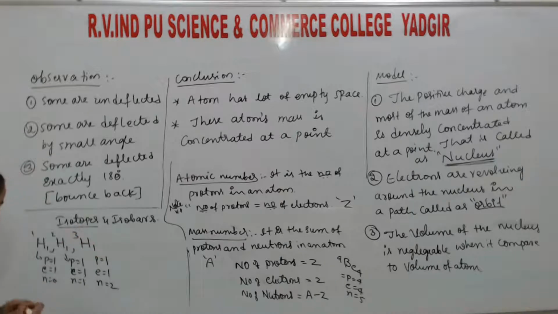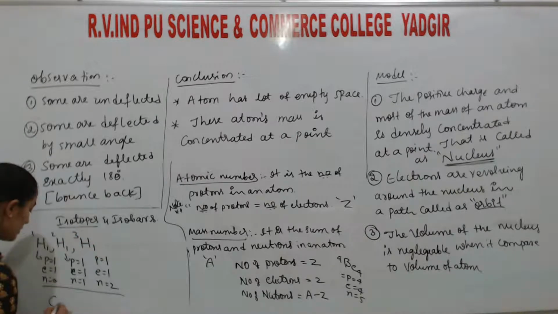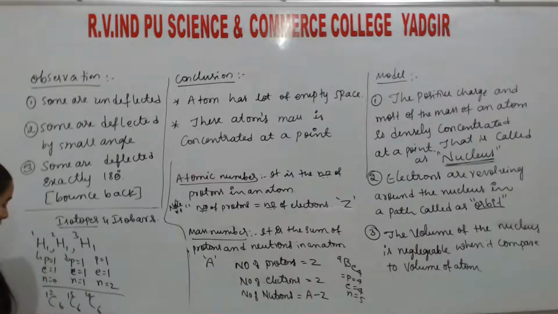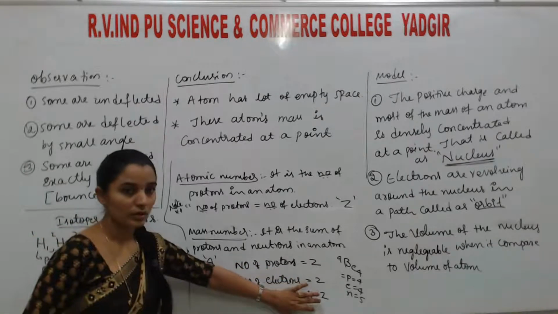Another one you may say is C 6 12, C 6 13 and C 6 14. In that the atomic number is 6, the mass numbers are 12, 13, 14. Here the number of protons is 6, here the number of neutrons is 7, here the number of neutrons is 8. So you may calculate by using this.